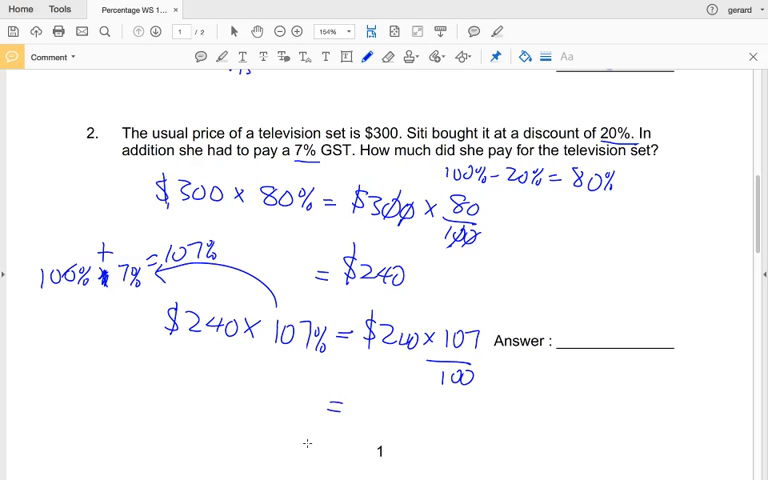Okay, now here what do we get? Let me press the calculator. 240 times 107 divided by 100. You get $256.80. Alright, so that's how you get the answer for this. You just have to break it up into two parts. Do the first one first, get a new answer. Do the second part, get a final answer.